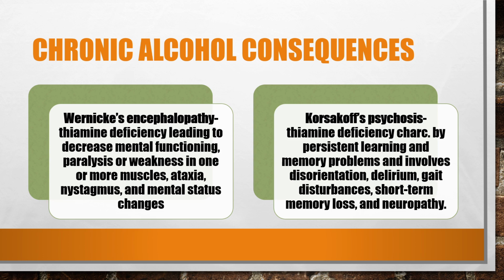But the Korsakoff psychosis is a thiamine deficiency characterized by persistent learning and memory problems involving disorientation, delirium, gait problems, short-term memory loss, and even neuropathy. So this is, again, you've drunk so much that your brain actually goes into, and you think of the word encephalopathy, there have literally been brain changes, swelling to the brain due to the alcohol, due to these deficiencies in these vitamins. And so we've got to get you some B. We've got to start thiamine and get it in their system to try to start helping with some of these symptoms and make sure that we're getting them out of the alcohol.